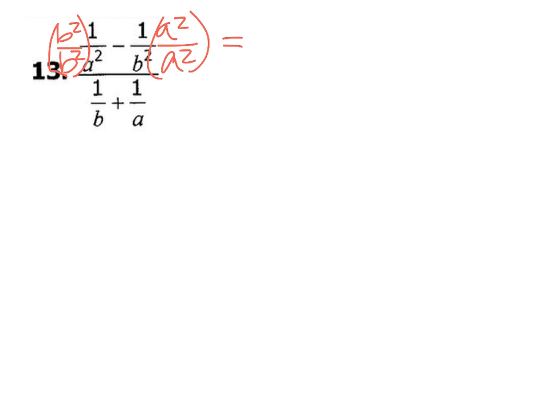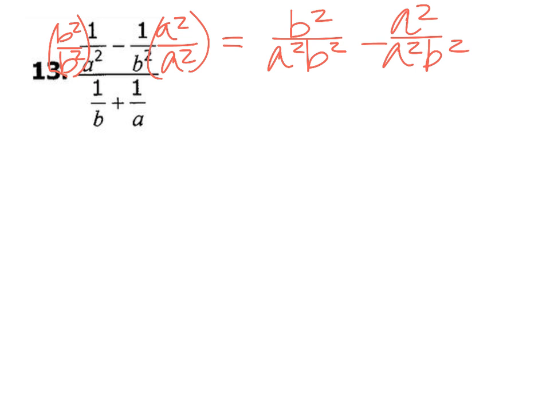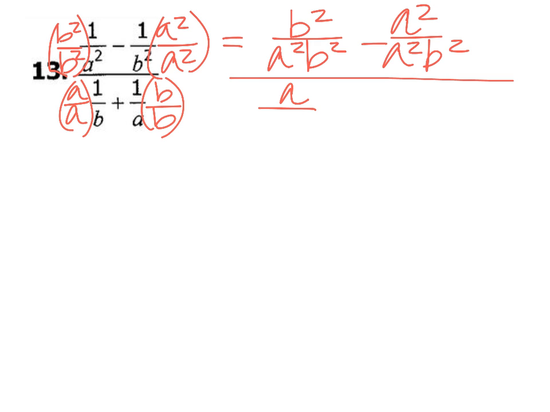Alright, so then we would have 1 times b squared gives you b squared over a squared times b squared minus 1 times a squared gives you a squared over a squared b squared. Okay, now over here in our denominator, we've got 1 over b plus 1 over a. Same idea, multiply the top and the bottom by a over here, multiply the top and the bottom by b over here. So then we've got 1 times a gives us a over ab, plus 1 times b gives you b over ab.